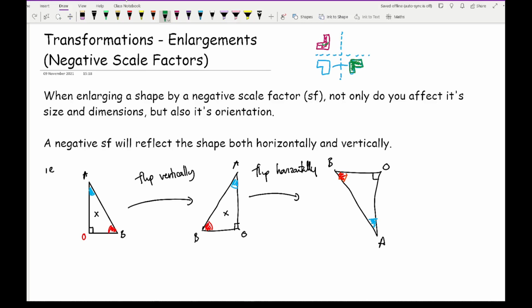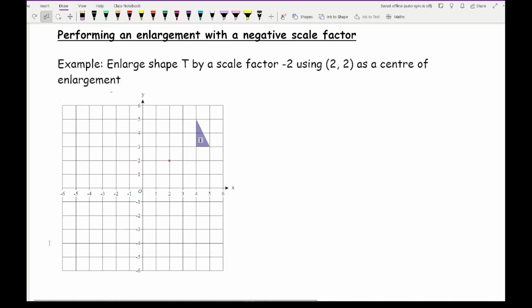So again, if it's a positive scale factor that's bigger than 1, you're making the shape bigger. If it's between 0 and 1, you're going to be making the shape smaller. And then obviously a negative scale factor will change the orientation like we've described here. So let's have a look at performing an enlargement with a negative scale factor.